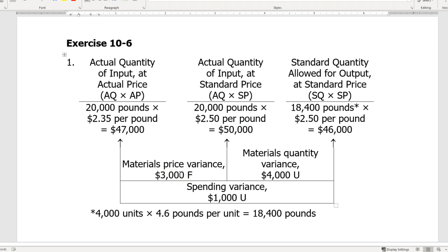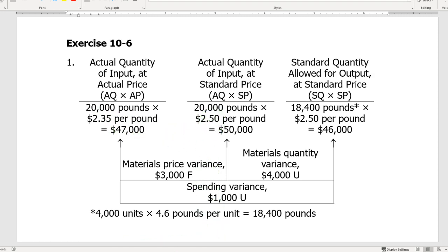As I explained earlier, another quick way to do this is to find the difference between your price paid, $2.35, and your per pound amount that the standard calls for, $2.50. That's 15 cents a pound times 20,000 pounds. You get the same number. And again, it's favorable here because you actually paid less per pound than the standard called for.